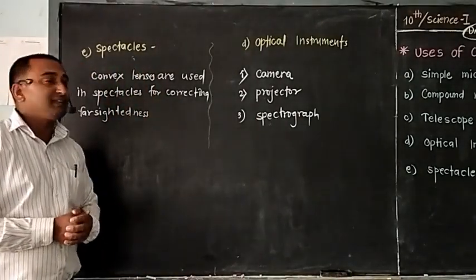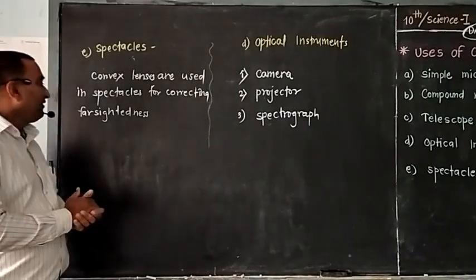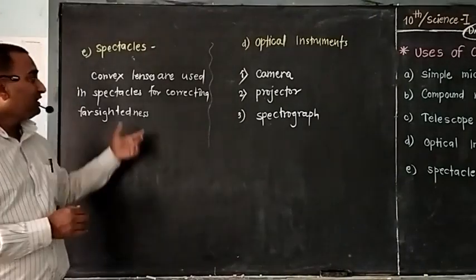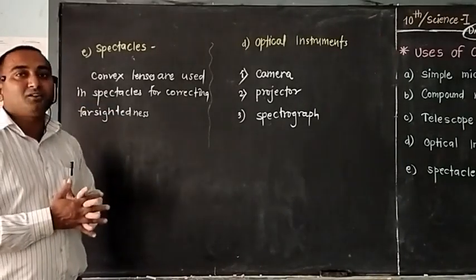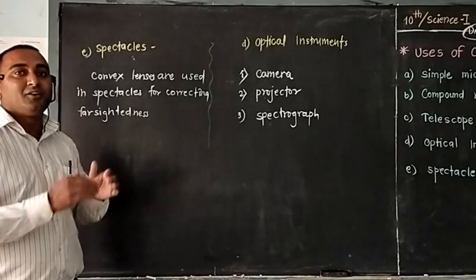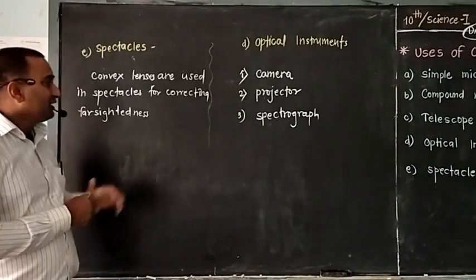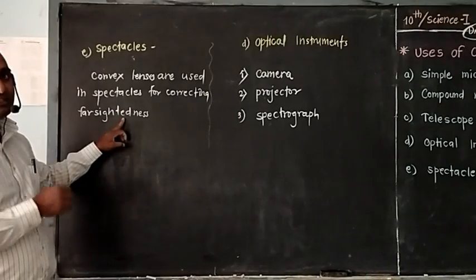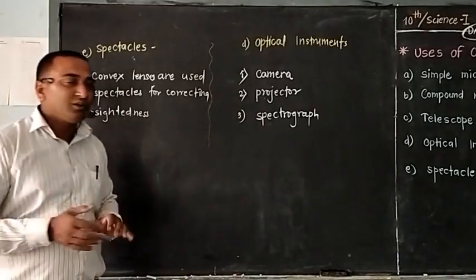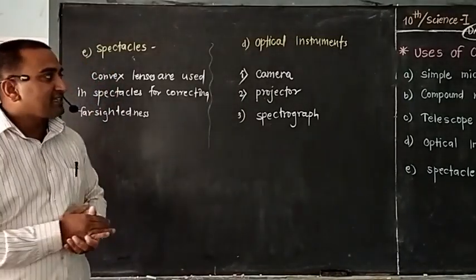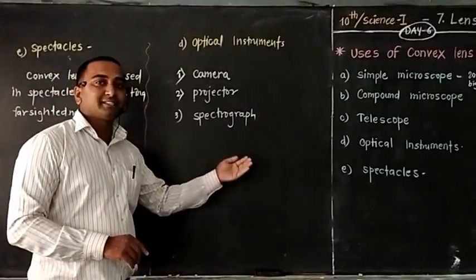We are using convex lenses in spectacles for correcting farsightedness. In this defect, the bending power decreases, and because of the decreased bending power, the image forms behind the retina. To correct this defect, we use a convex lens to get the focused image at the retina. So there are only 5 uses of convex lenses: simple microscope, compound microscope, telescope, optical instruments, and spectacles. Okay.